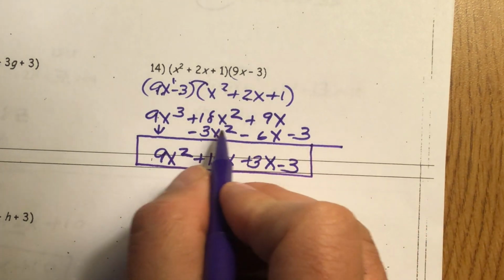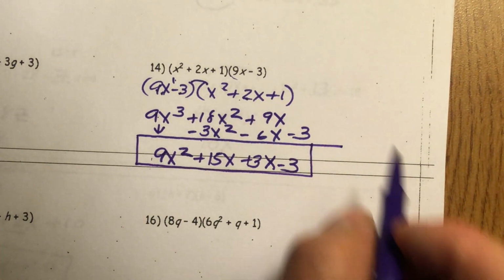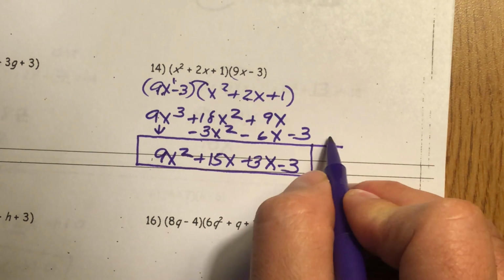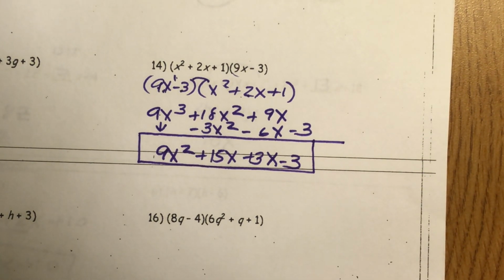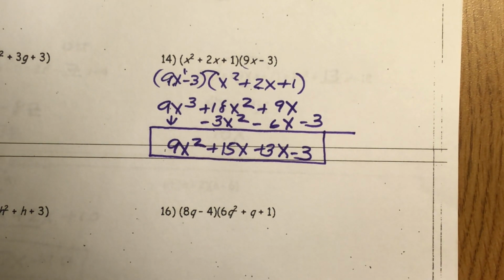And there's my answer. That's more of a vertical adding method, but you can do it the way we did before, just by putting them back here and then circling or underlining like terms.